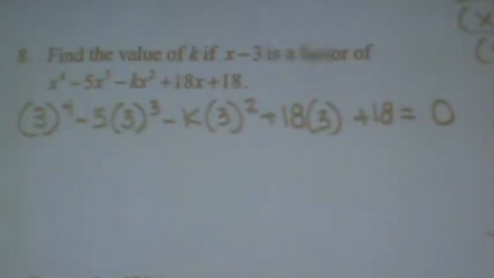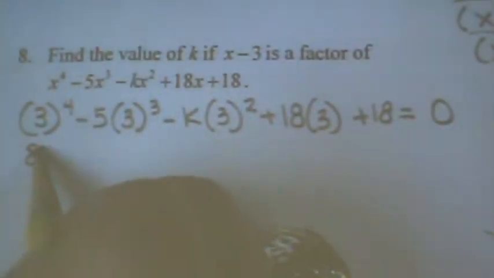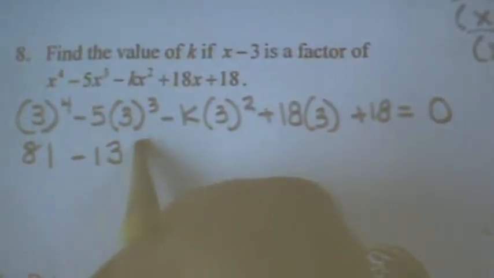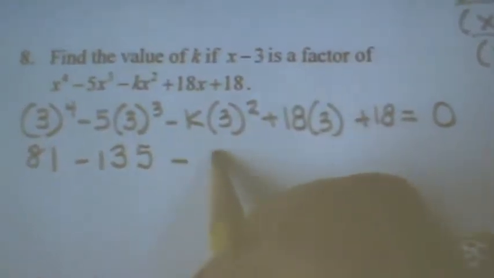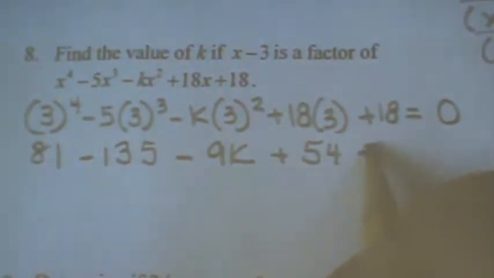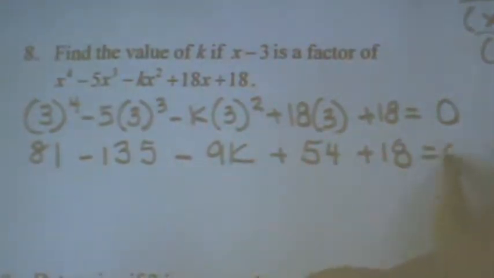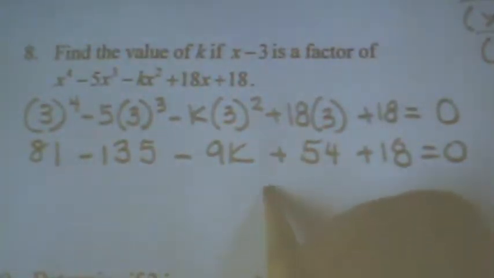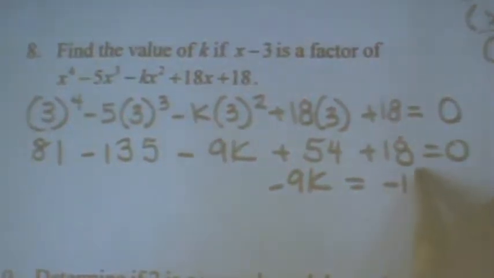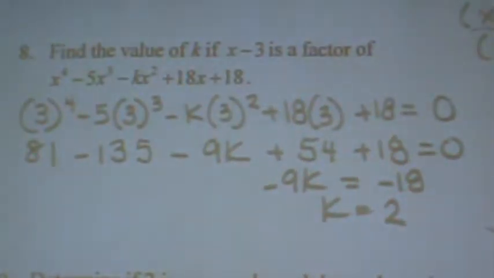You're solving for k. So you should have gotten 3 to the 4th is 81 minus 135 minus 9k plus 54 plus 18 equals 0. If you combine all these and bring it to the other side, you get negative 9k equals negative 18, so k is 2. That's one way of doing this problem.